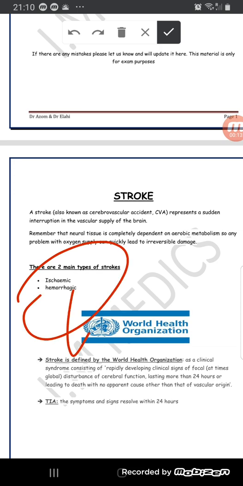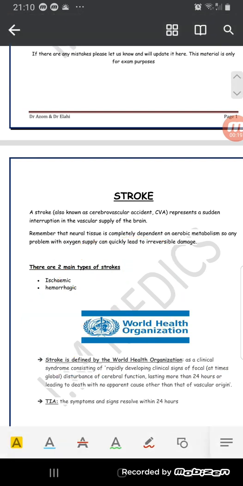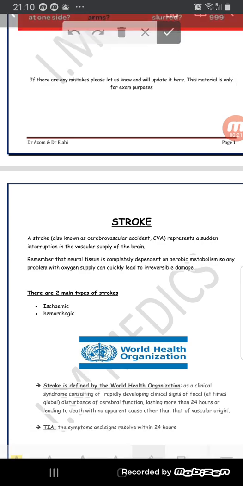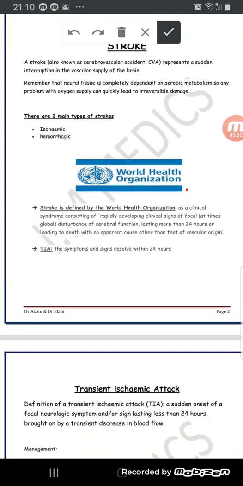That's why we need to do a CT head, very, very important, before we give the patient an aspirin or anything like that, because if it's hemorrhagic, it's a contraindication. Bleeding, you can't give aspirin, can't thrombolyze. So very, very important. Management is totally different if it's ischemic or hemorrhagic. Hence CT head is very, very important.